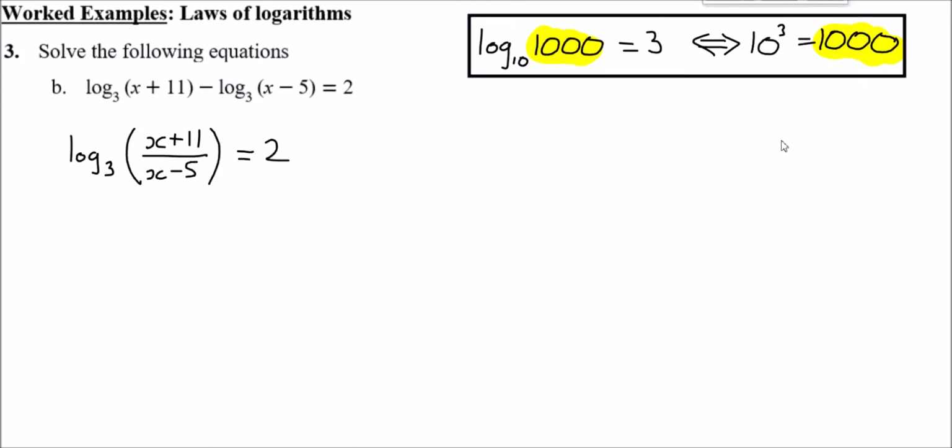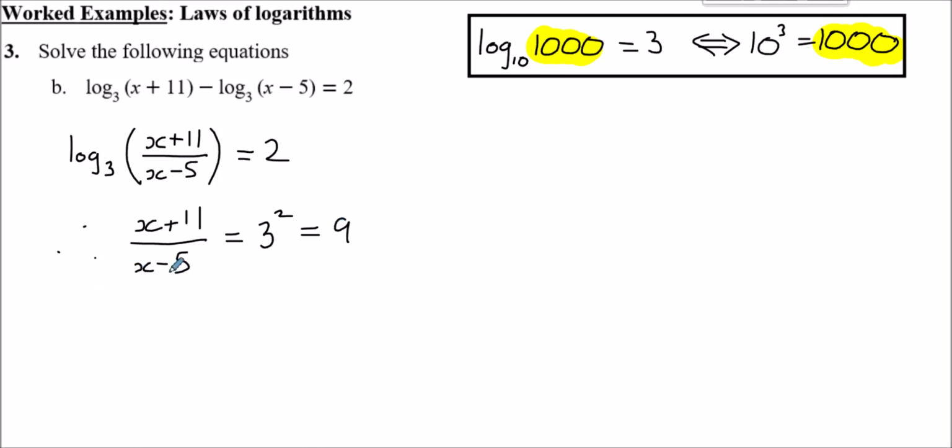So we can now compare what this means. And so the log of what we're taking, in this case, x plus 11 over x minus 5, that must be the same as 3 squared, which obviously is 9. And so x plus 11 over x minus 5 equals 3 squared, which is 9. Now we've got that link out of the way, it now becomes actually very simple. It just becomes a GCSE style equation to solve.